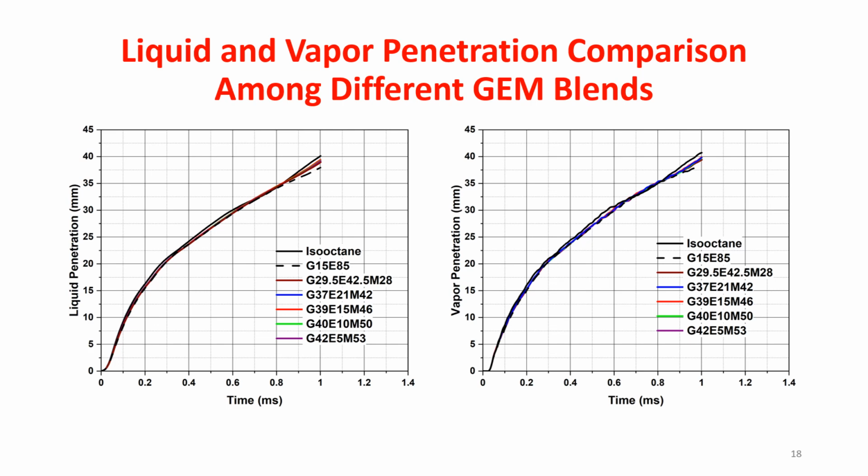This slide shows the liquid and vapor penetration of multiple blends, which are compared with the results obtained from the isooctane spray. It shows that all the sprays have performed similarly to the isooctane sprays. However, differences among these have been observed in the horizontal and vertical cut sections of the spray plumes, which are shown in the next slide.